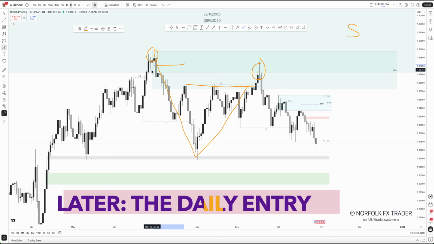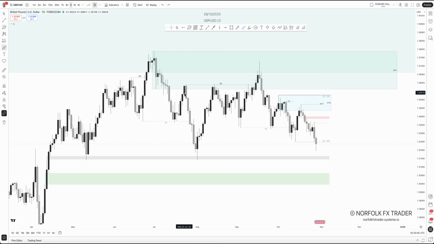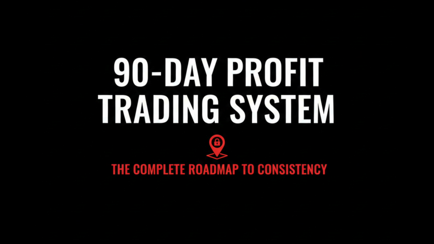We come into this area of imbalance to the left, we sweep into it, and then we run down and eventually we break structure on a daily again. So now the daily is aligned coming out of that weekly area of supply. This is what I mean by combining your time frames, multiple time frames here. This is the entire system.